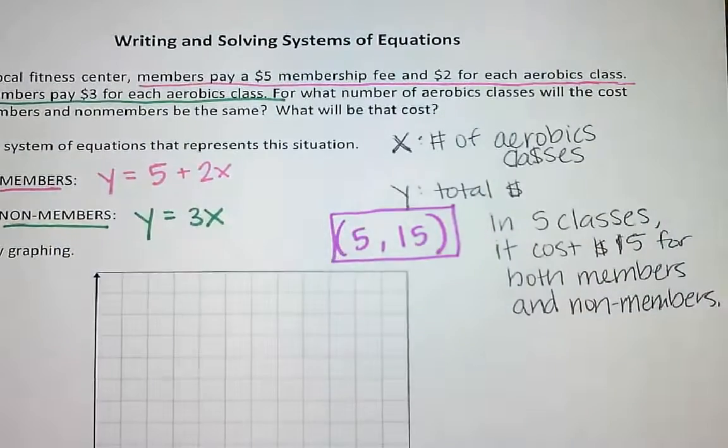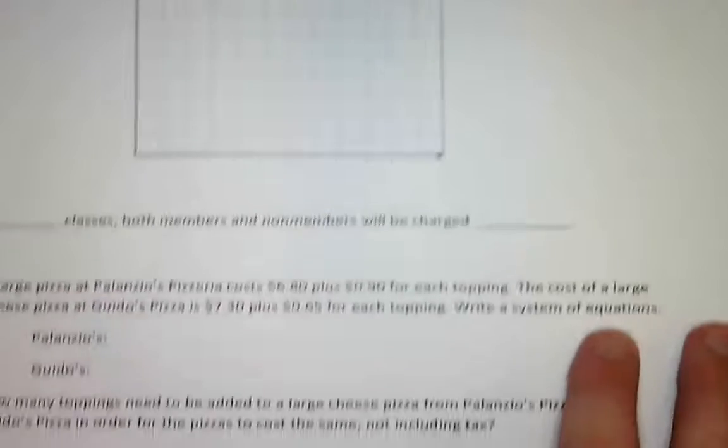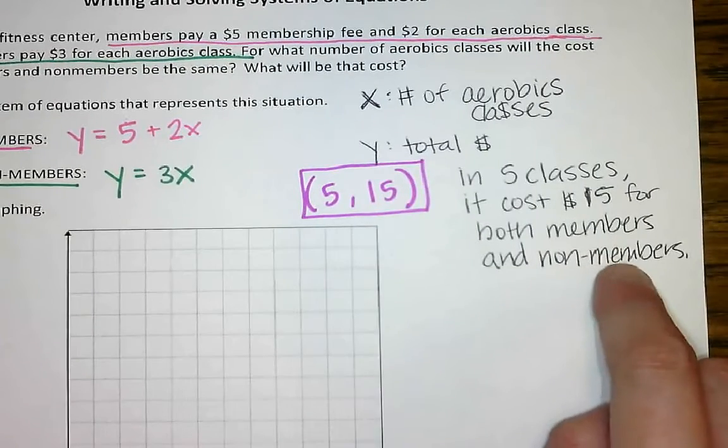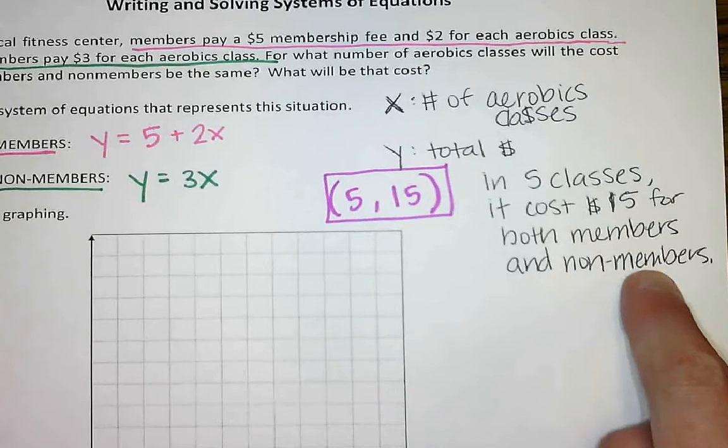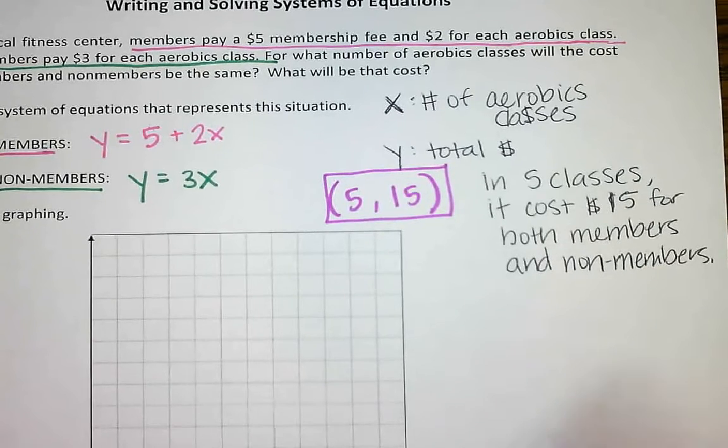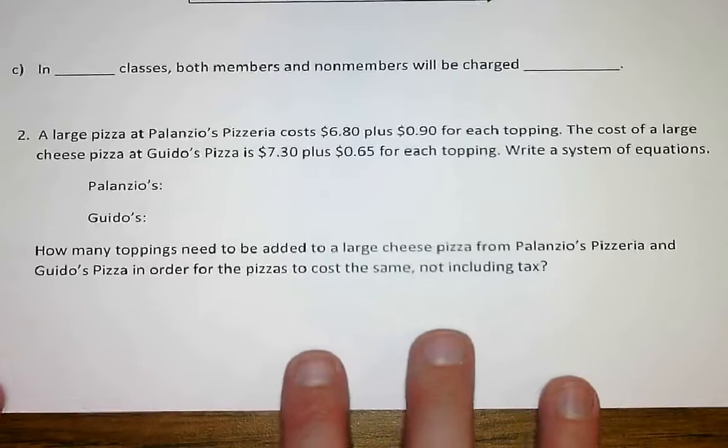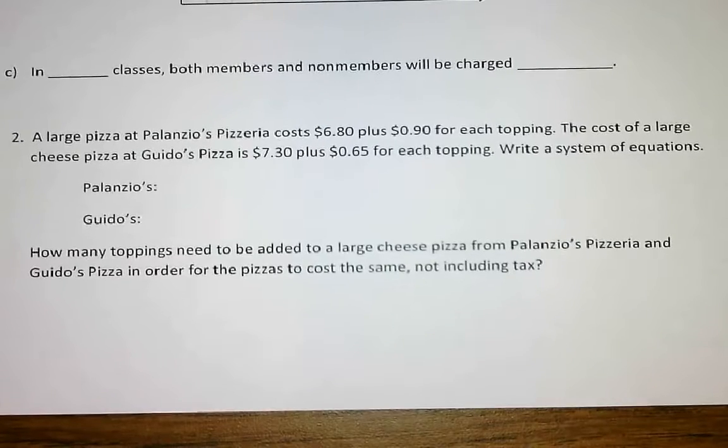All right, guys? So after 5 classes, if you're going to go more than 5 times, you probably want to be a member. If you're going to go less than 5 times, it doesn't really matter. Does that make sense, guys? Because that's the threshold. All right, so let's do another guy right here. A large pizza at Palanzio's Pizzeria costs $6.80 plus 90 cents for each topping. The cost of a large cheese pizza at Guido's Pizza is $7.30 plus 65 for each topping.